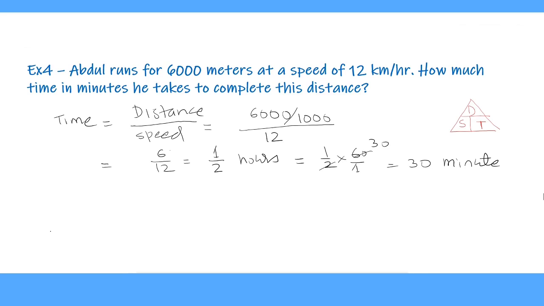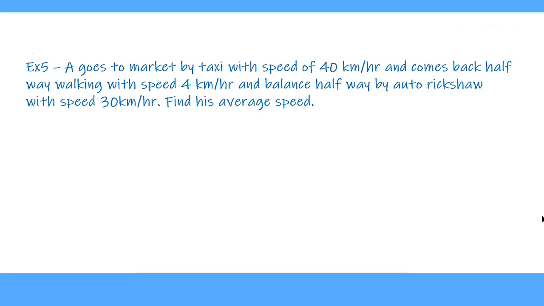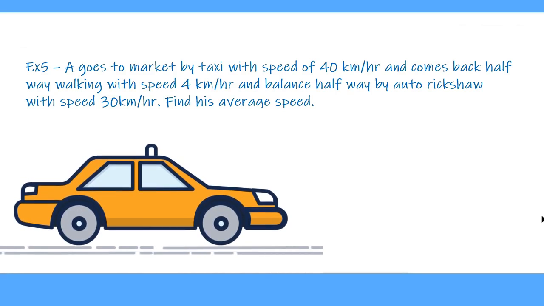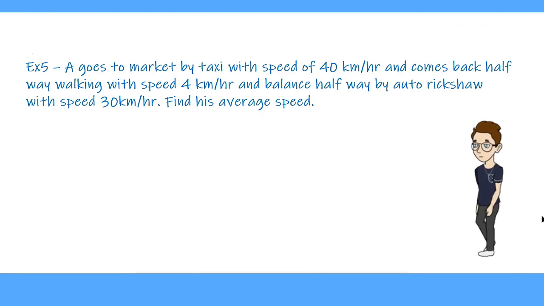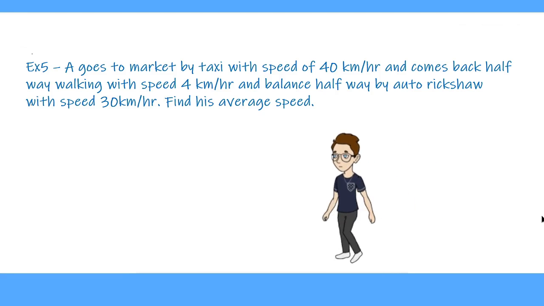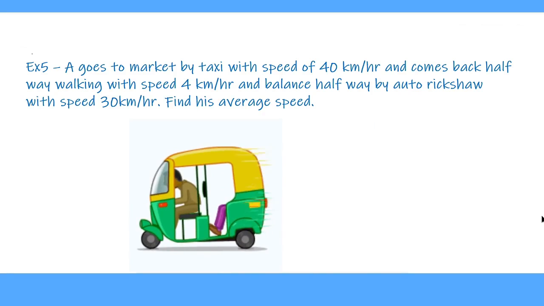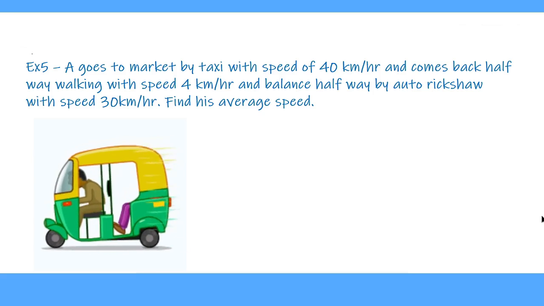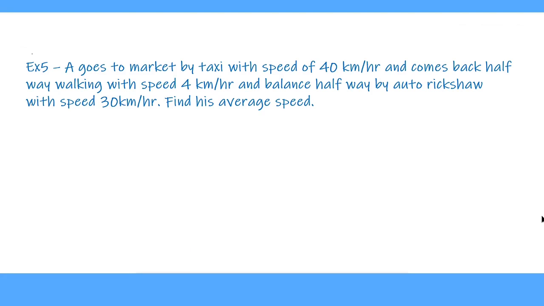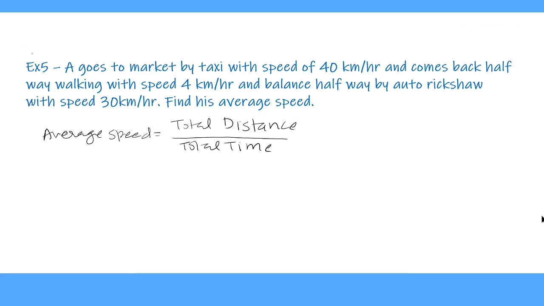We are taking all simple questions to understand the formula. Now we are going to solve the question on average speed. And average speed is total distance upon total time, and we will understand it by this example. So our example is, A goes to market by taxi with a speed of 40 km per hour and comes back halfway walking with speed 4 km per hour and the balance halfway by auto rickshaw with speed 30 km per hour. Find his average speed. So our formula for average speed is average speed equals total distance upon total time.